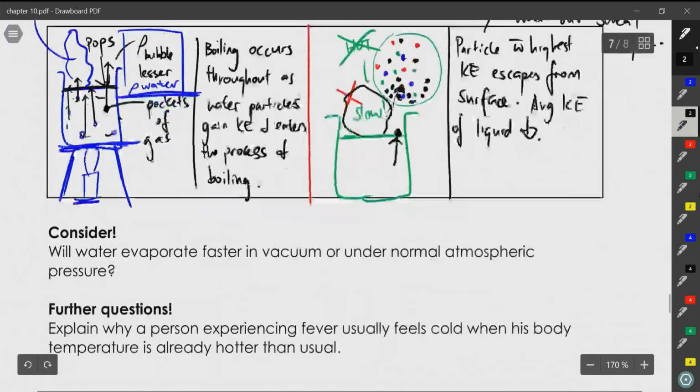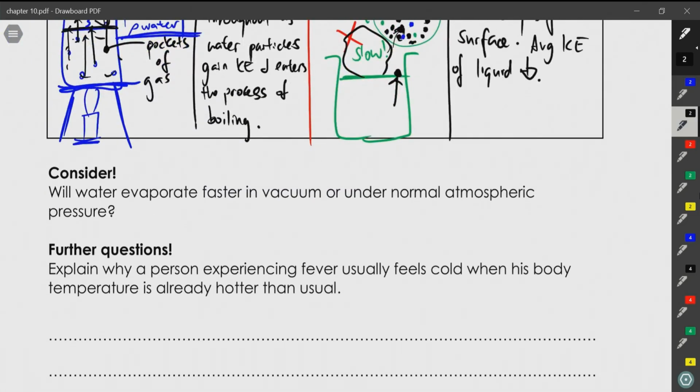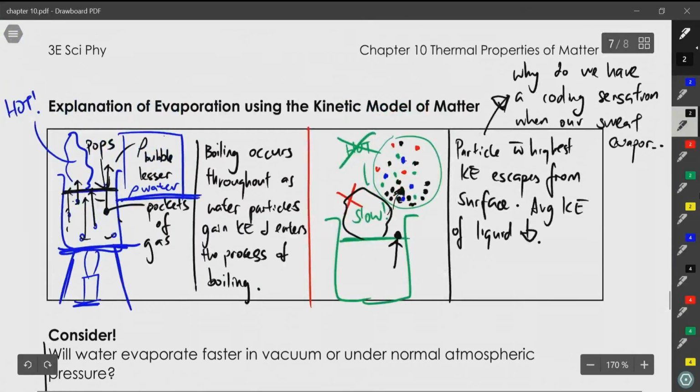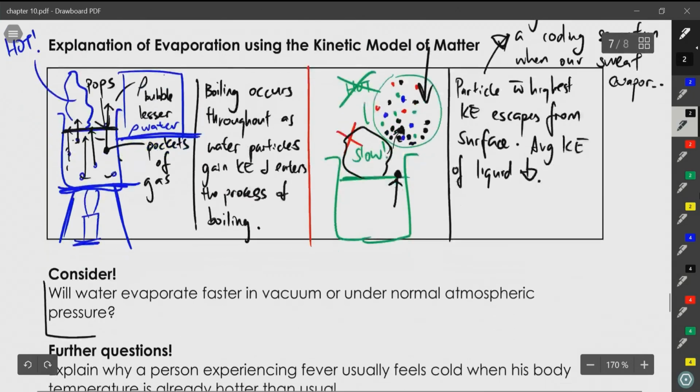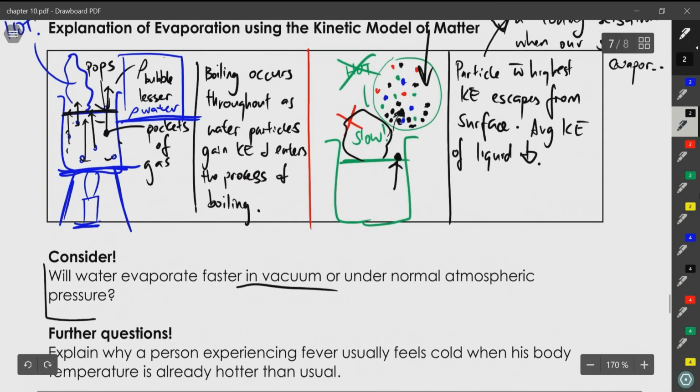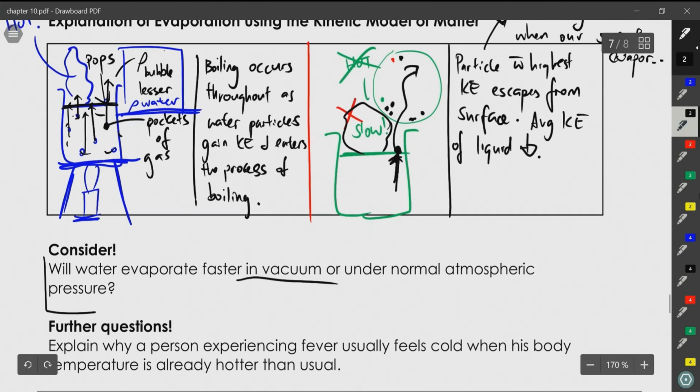Now, does water evaporate faster in vacuum or under normal atmospheric pressure? We understand this analogy, so you should be able to answer this. The answer is vacuum, because there are no particles in a vacuum, and therefore it's very easy for the particles at the top of the surface to escape into here.